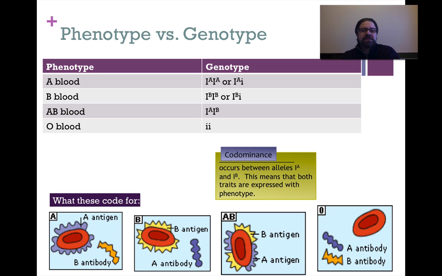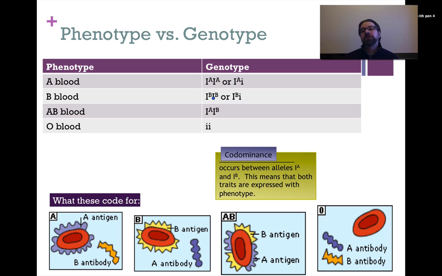So here in our table, we see phenotype versus genotype. Again, phenotype is the trait that is expressed outwardly. Genotype is the actual alleles that code for that phenotype. If we take a look at genotype, here we have the homozygous dominant version, I superscripted A, I superscripted A. And then we also have the heterozygous condition, which is I superscripted A followed by the lowercase i. Both of these are going to result in the phenotype of a person having A blood. As you can see, the IA allele is dominant over the lowercase i.